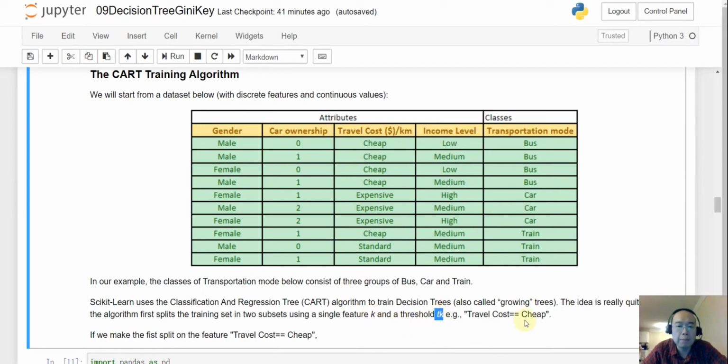So for example, we can pick the travel cost. If the travel cost is cheap, then on true we will move all those samples to one side, and for all the samples with the travel cost not equal to cheap, we want to move them to the right side. So that is a split. Okay, this is just one of the many choices we can make for the split. And after we do this split hypothetically, the next part is we want to evaluate whether this split is a good split or not.